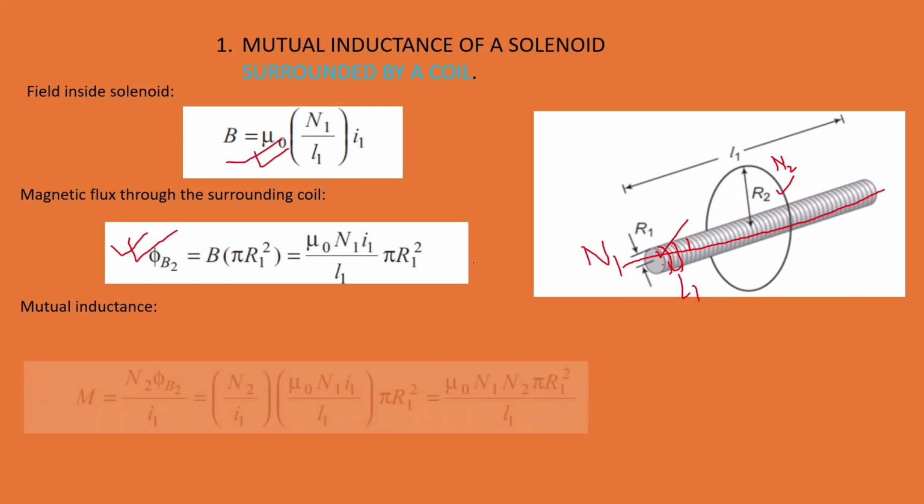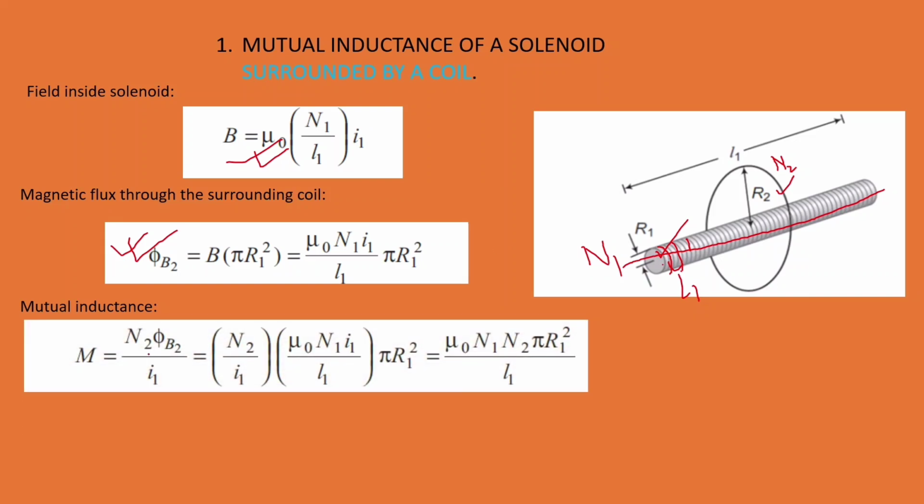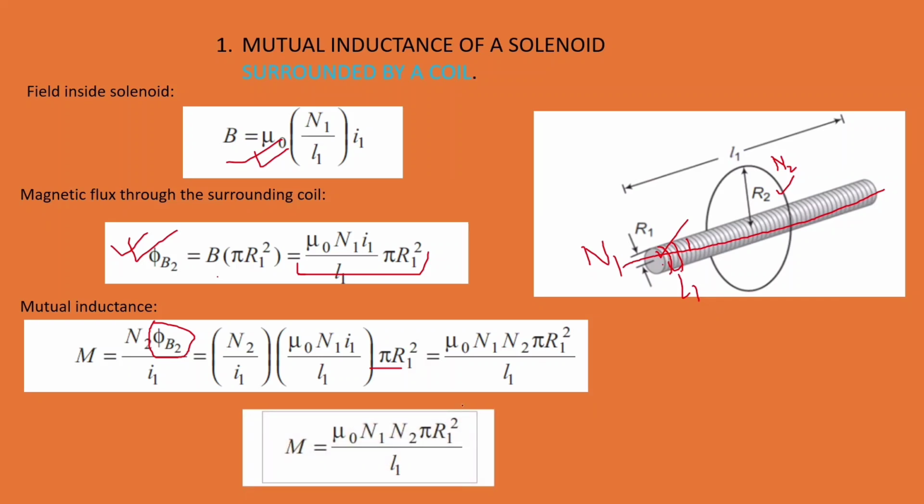Now the mutual inductance M is N2 phi B2 by I1, from the definition. Now we replace this phi B2 by this term, mu 0 N1 I1 by L1 into pi R1 square. So we get N2 by I1 into mu 0 N1 I1 by L1 times pi R1 square, and after simplifying we get the final expression for the mutual inductance M: mu 0 N1 N2 pi R1 square by L1.